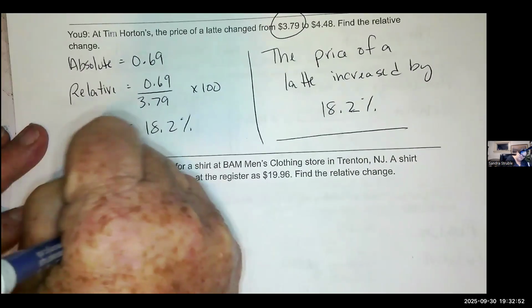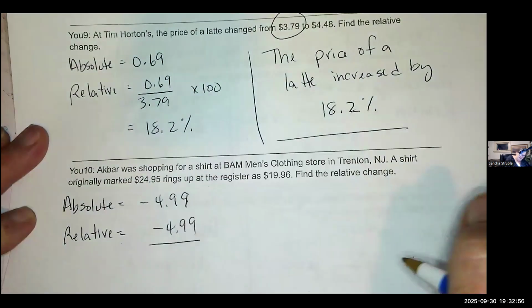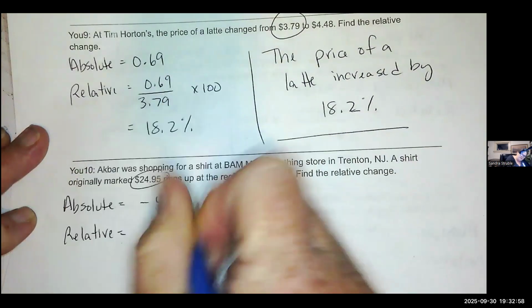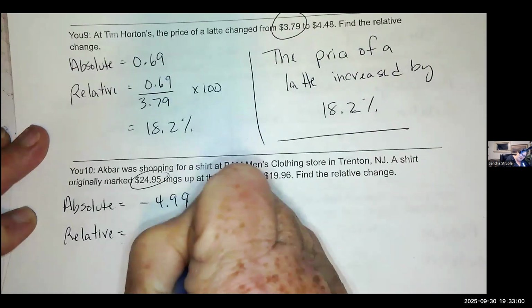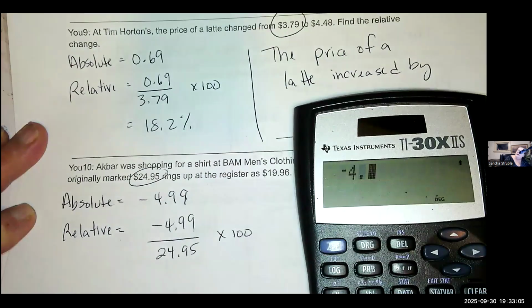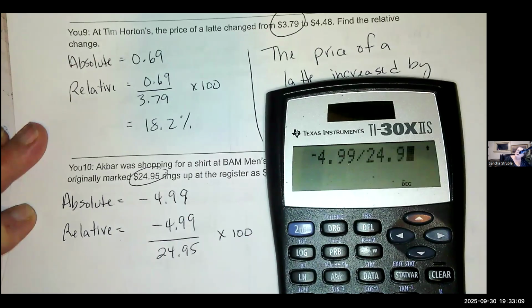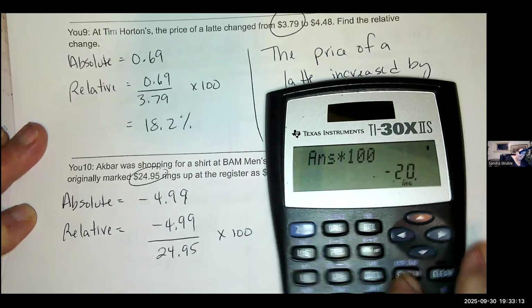Relative change is going to be -4.99 divided by the original price of $24.95. And then all of that times 100. -4.99 divided by 24.95 equals, and then times 100 equals, and I got -20%.